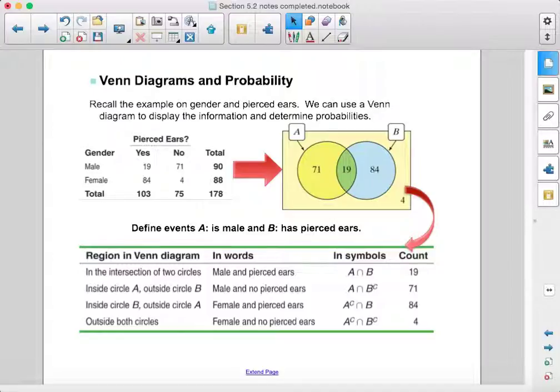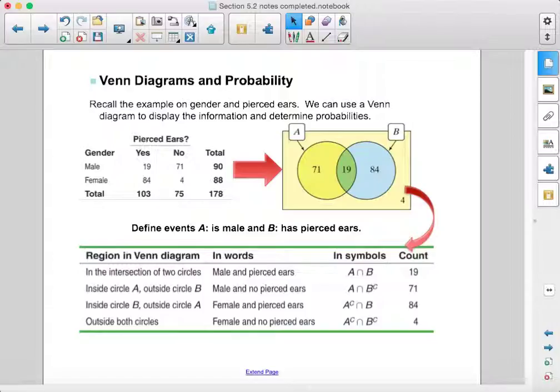So looking at this Venn diagram that's included here, it looks like we have a two-way table outlining the gender of a person and then whether or not they have pierced ears. It says define event A as male and event B as has pierced ears. So if we wanted to divide up our numbers, males that have pierced ears would be that intersection area, so that's 19. There are 71 males that don't have pierced ears. Those are shown in the yellow. And there are 84 other people with pierced ears who are not men.